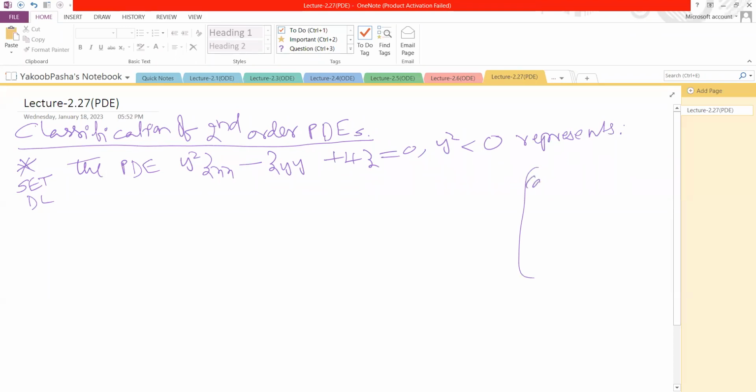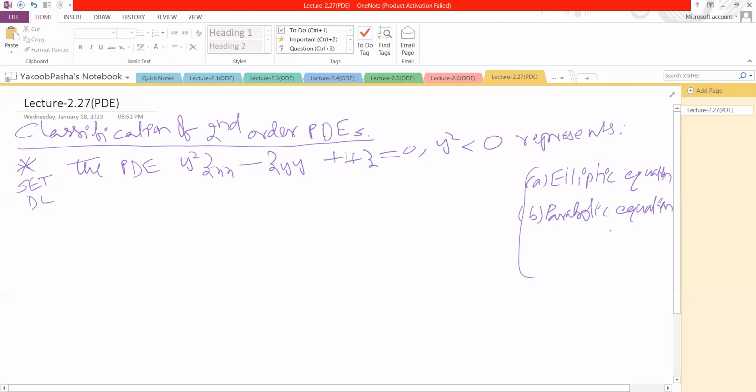First option A, elliptic equation. Option B, parabolic equation. Option C, hyperbolic equation. And option D, wave equation.